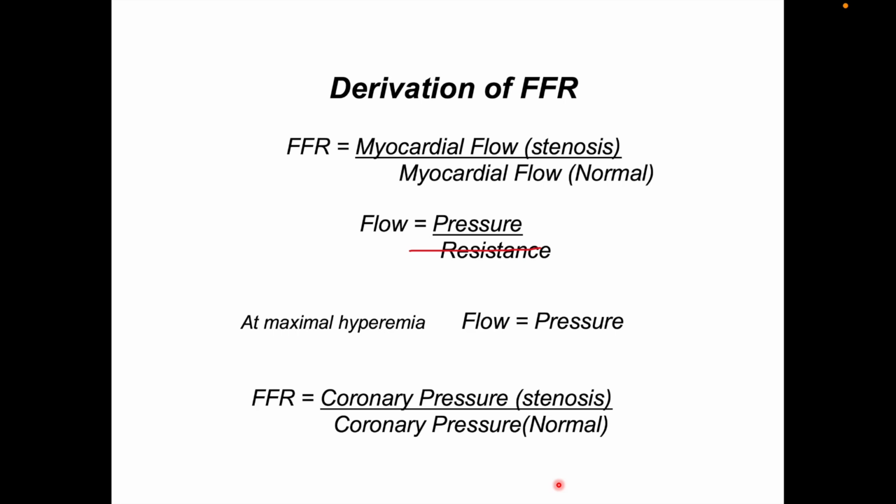So at maximal hyperemia, flow is equal to pressure, because at maximal hyperemia you have nullified the resistance. And how do you do that? You achieve maximal hyperemia by removing resistance from the epicardial vessels by using nitrates and from the microcirculation by using adenosine. That's why nitrates and adenosine are both mandatory for FFR. So you can say that FFR is equal to coronary pressure in the presence of stenosis divided by coronary pressure without stenosis under normal circumstances.